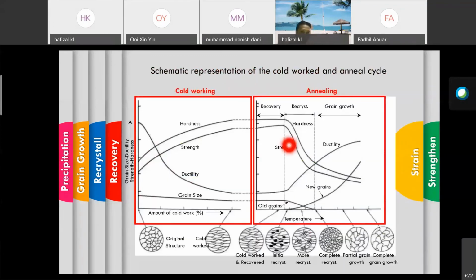Sorry, three parts. The first part here is recovery. Ni yang kat sini, recovery. So we will increase the temperature, as you can see here. When we increase the temperature, three things happen: recovery, recrystallization, and grain growth. So during the process, we will see different shapes of the grain boundary taking place here. And then we will see them one by one.